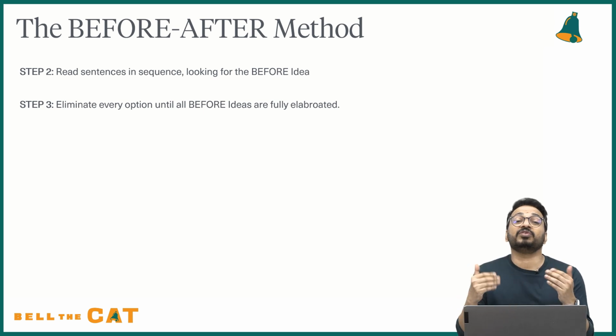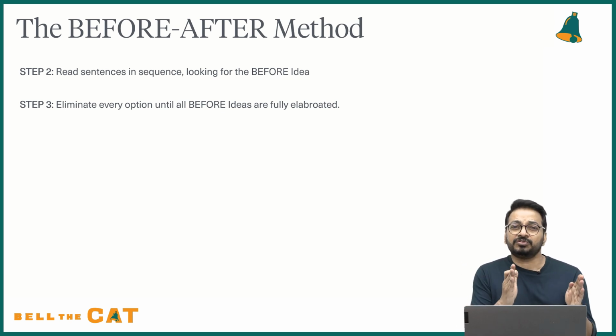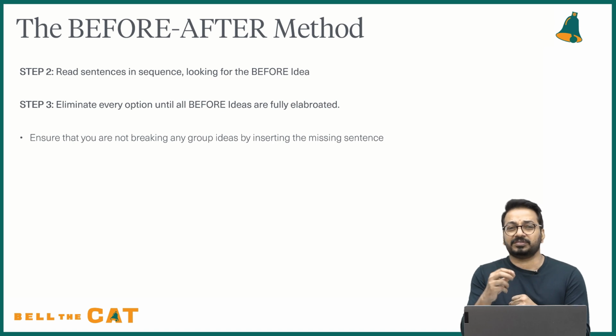Sometimes before can be more than one reason. So suppose it says before because of all of these reasons, or there are many reasons, all of those reasons should be elaborated. One thing that you should keep in mind is that whatever before idea is there, usually the paragraph will take a few sentences. Sometimes it can be one sentence, sometimes it can be a few sentences, right? Ensure that you are not choosing an option that is breaking the flow, right?